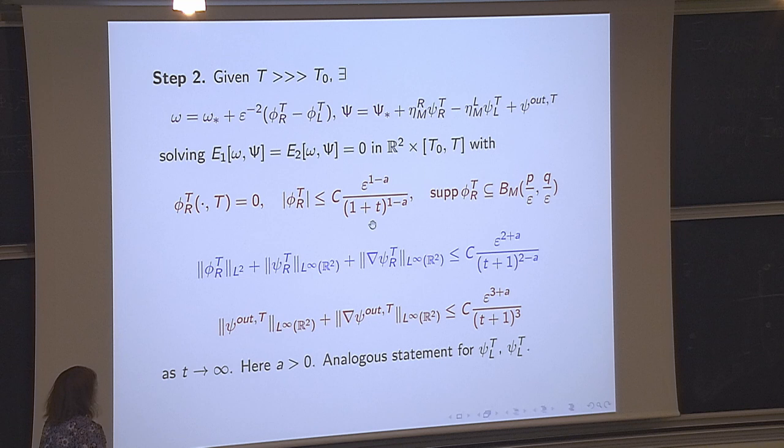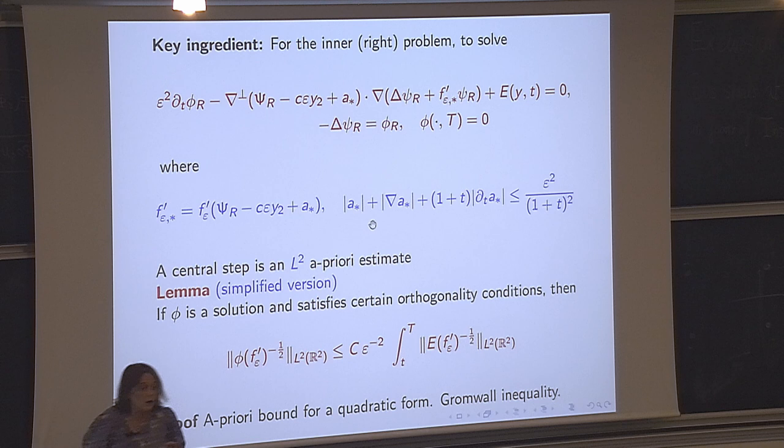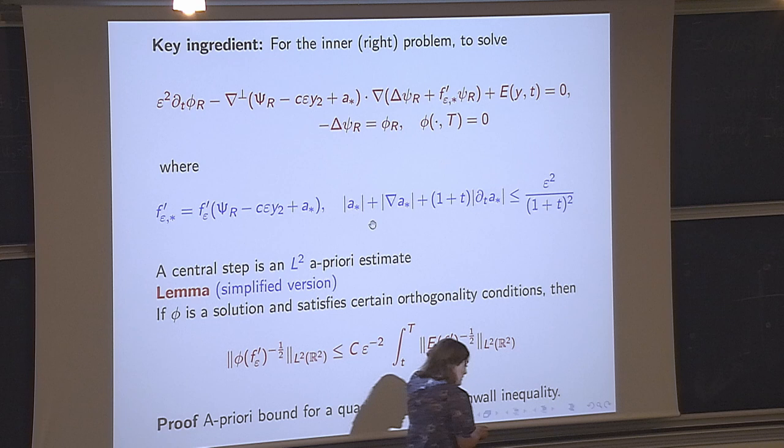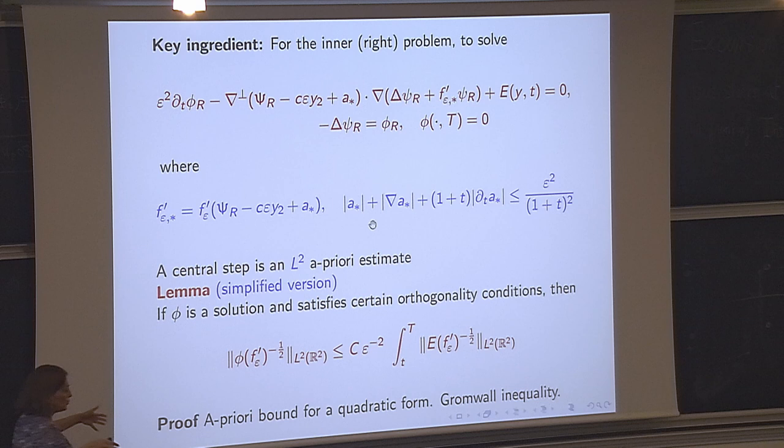Let me more or less explain a little bit how we do that. The only thing I have time to discuss with you is the fact that now we cannot really forget about epsilon squared dt of phi r. So we have the sort of elliptic operator we had before with corrections. This A star is nice. It's small in epsilon and decays in time, because we started from a two vortex pair. Okay, so let me just discuss this.